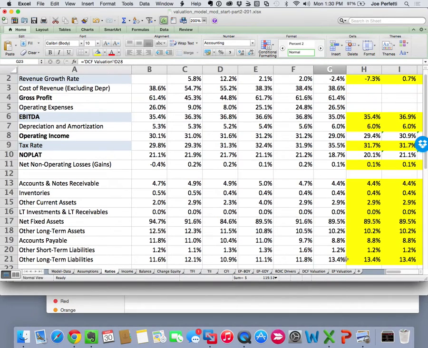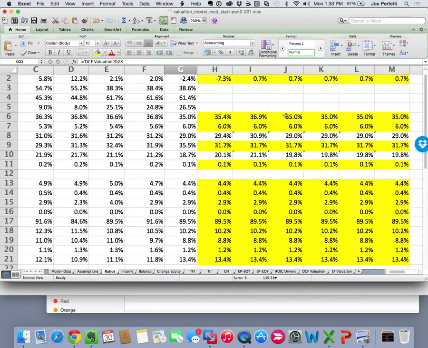So I changed the EBITDA margin to 35. I think the EBITDA margin is going to be closer to where they are today than the improvements they're making over the next 2 years. I think it's going to regress longer term. That's just my point of view. Yes?